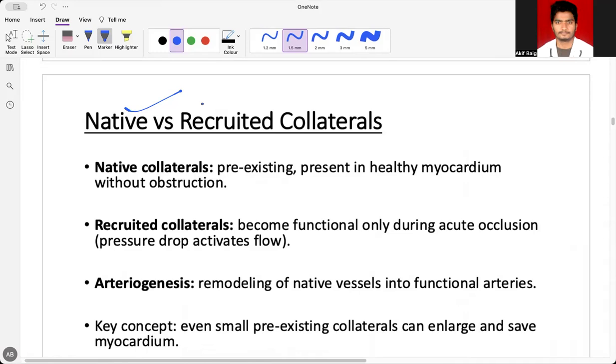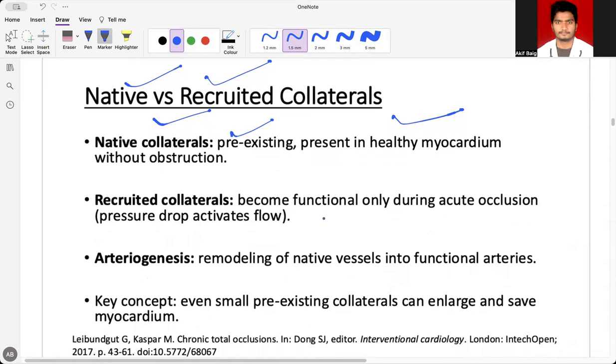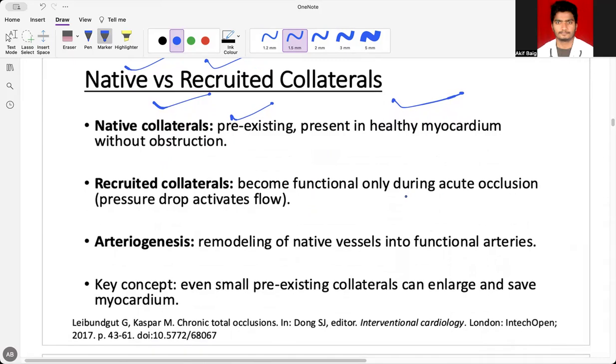Coming to native versus recruited collaterals. Native collaterals are pre-existing, and are present even in healthy myocardium without obstruction. Recruited collaterals are ones which become functional only after an acute occlusion. So before occlusion, these are never patent. Only after the occlusion of the artery do they come into the picture, and these are called recruited collaterals.